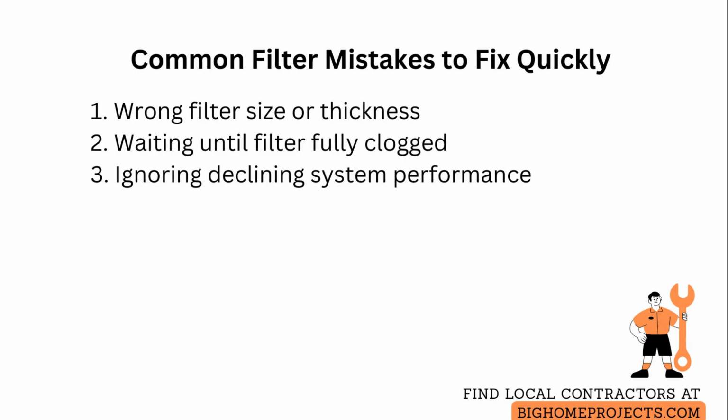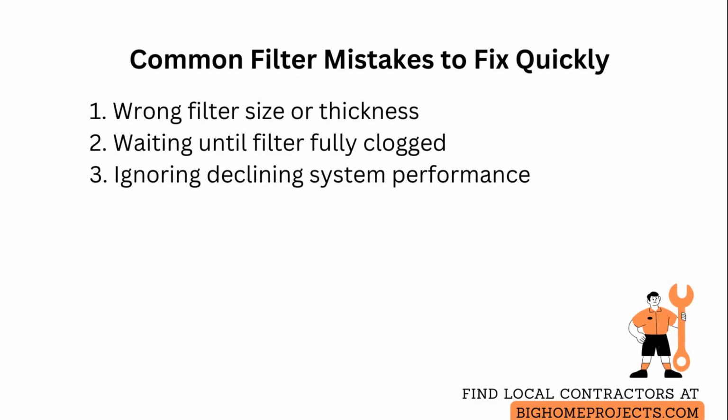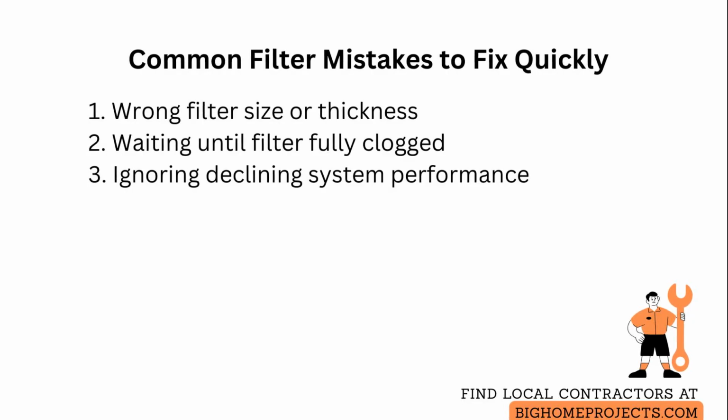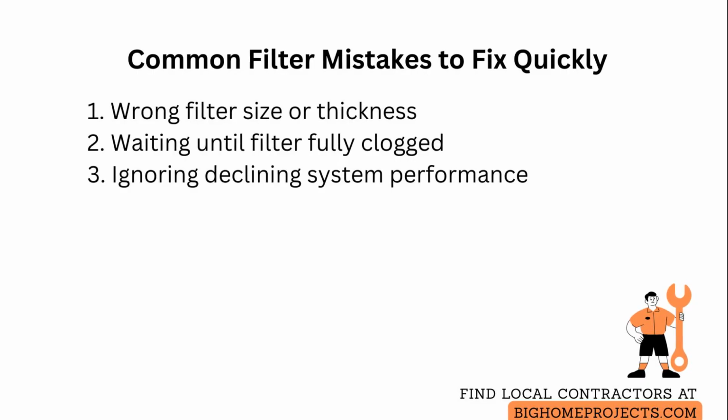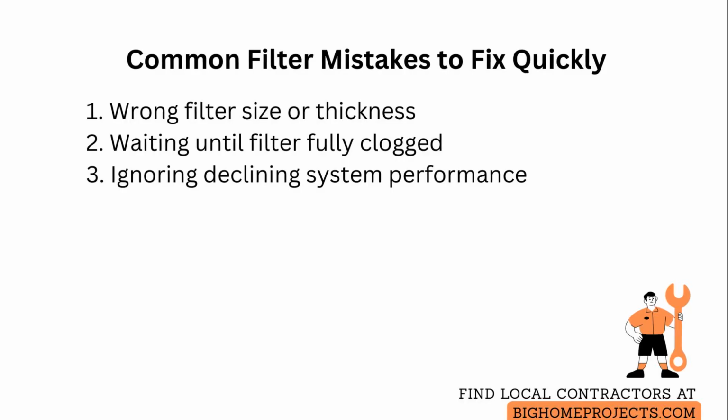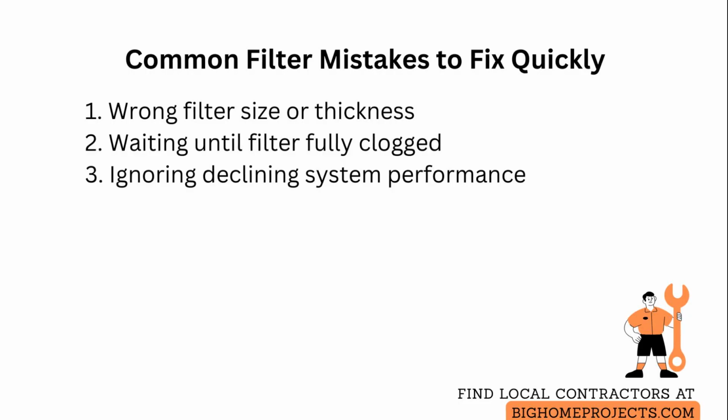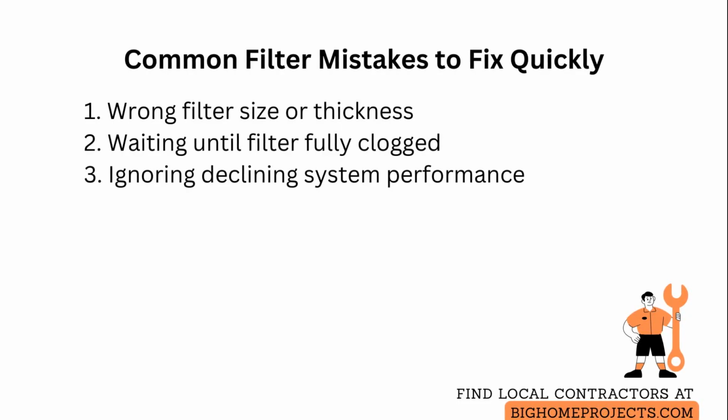The 3 most common mistakes are using the wrong filter size or thickness, which lets air bypass or increases restriction, waiting until the filter is fully clogged, which allows deposits to accumulate on coils and limits heat transfer, and ignoring subtle symptoms like reduced heating or cooling output that precede a safety trip. If the filter is the wrong size, install the correct frame size and confirm it seals in the slot so air cannot bypass the media.